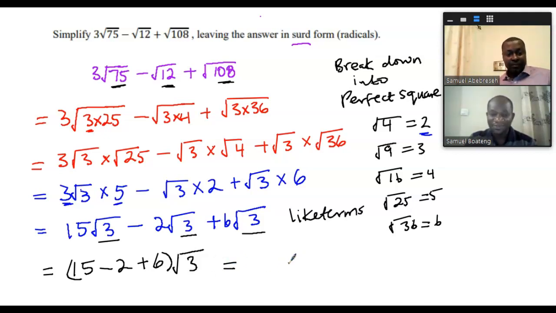So take note. 15 minus 2 plus 6, 15 minus 2 will give you 13. 13 plus 6 will give you 19. So you have 19 root 3.